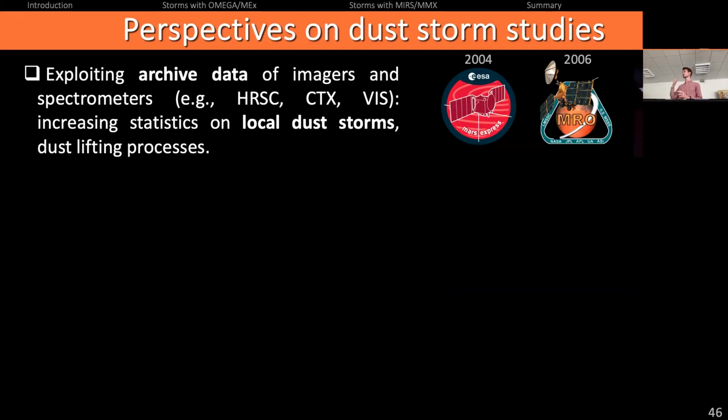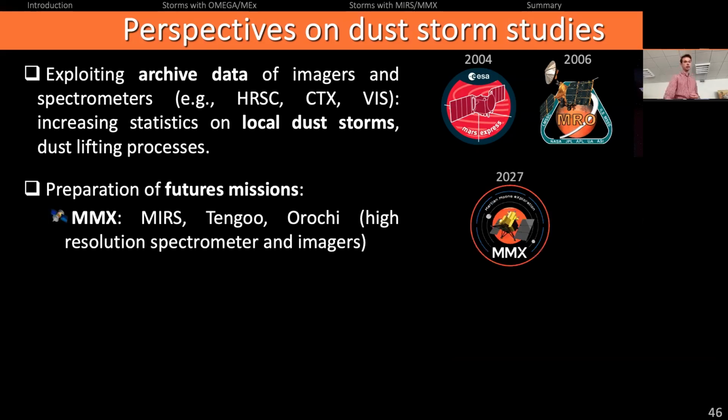For example, the instruments on Mars Express, MRO, or also the Viking missions at the end of the 70s, that can give us some important information about local dust storms and also, for example, dust lifting processes and interannual variations of the dust storm detections. And these archive data are really important to prepare the future missions. So as I mentioned, the MMX mission with MIRS, but also with different imagers on board the mission, such as Tengu or Orochi.